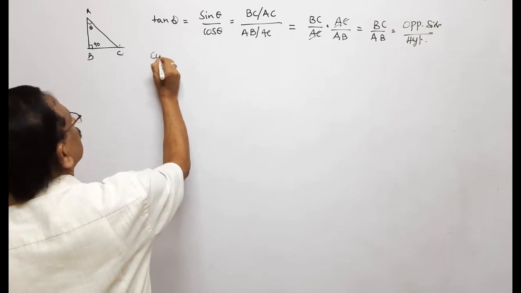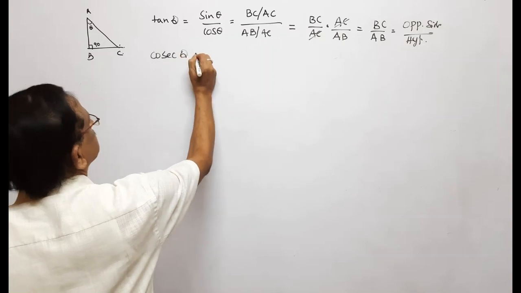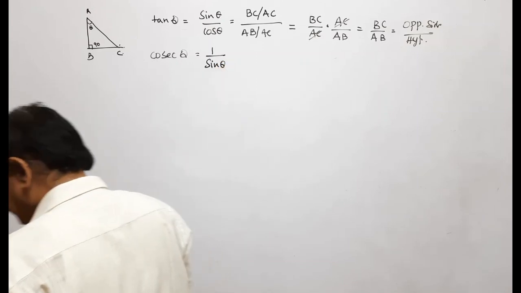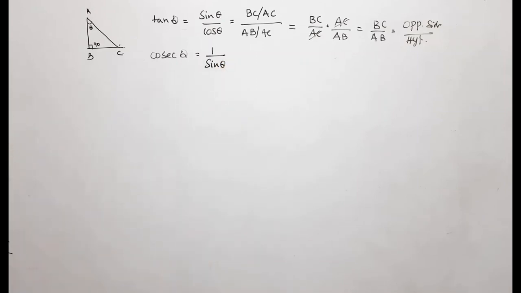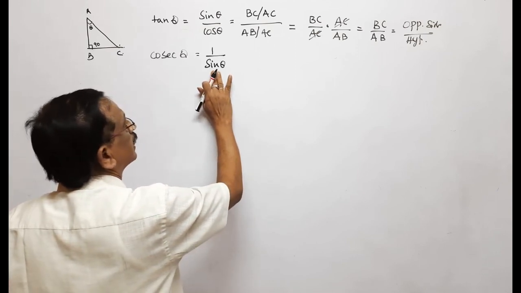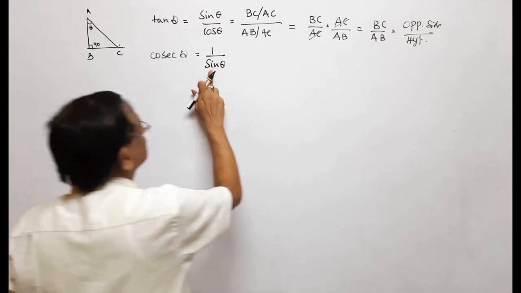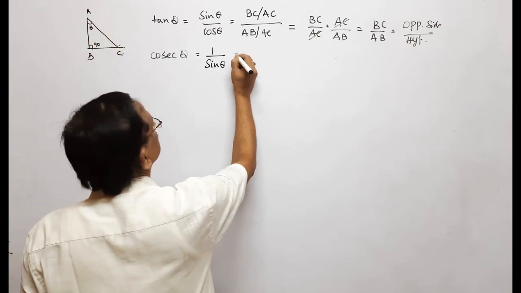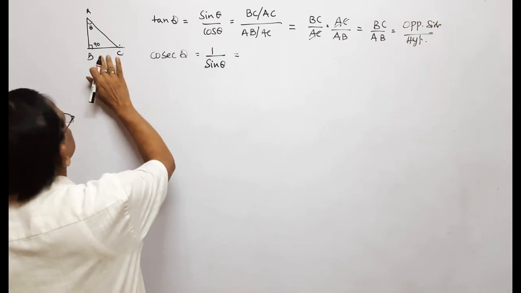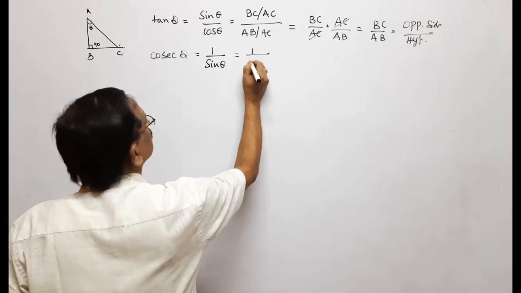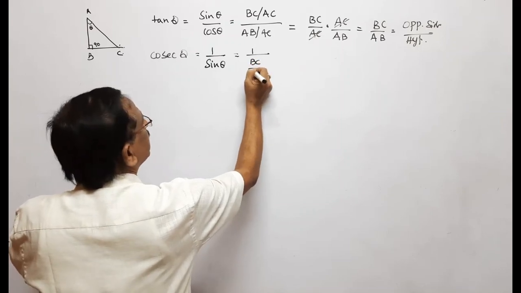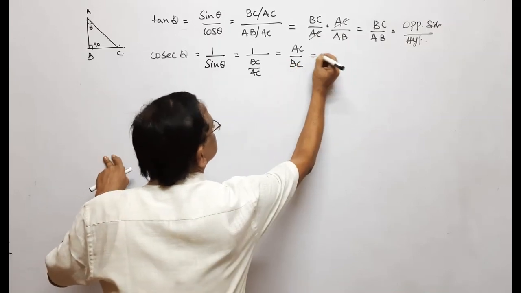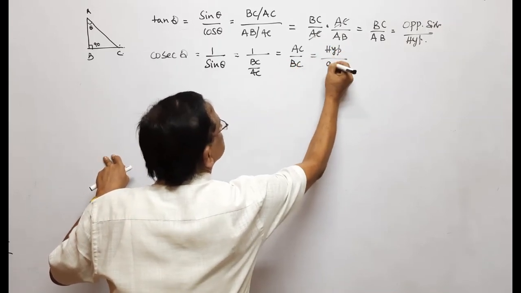Now we'll define cosec theta. Cosec theta is defined as 1 by sine theta. Now, it's not required what I would like to write, because what is sine theta? Sine theta is opposite side by hypotenuse. So it becomes the reverse. Cosecant is 1 by opposite side, that is BC by AC, which is AC by BC. So which is hypotenuse by opposite side.